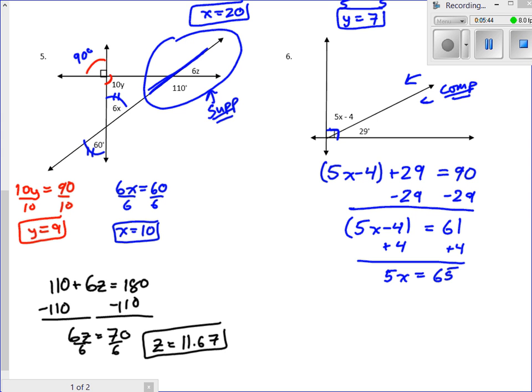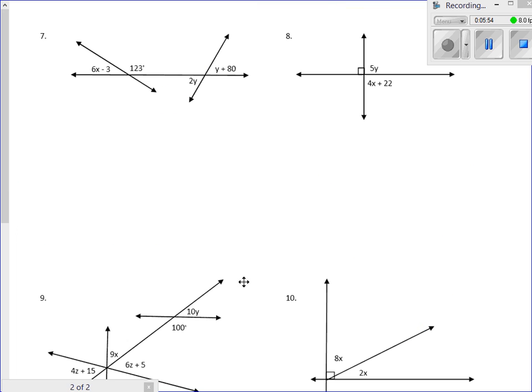And then go ahead and divide both sides by 5. And we get x equals 13. So far as we're kind of picking through this stuff, right? The algebra is getting a little bit more complicated, but it's the same principles, guys. Same thing here on the back side.